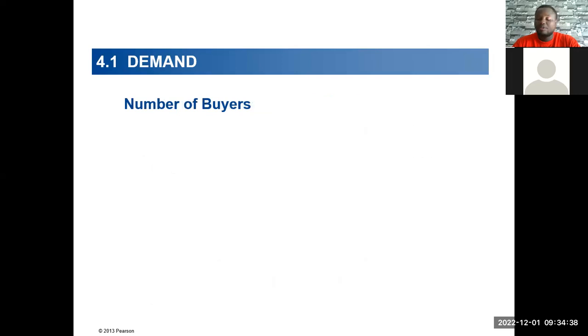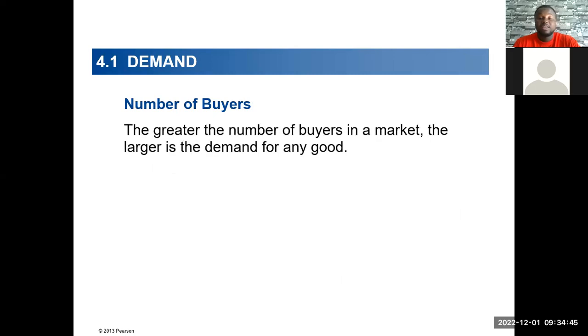Then we can talk about number of buyers. Of course, this one is straightforward. If you have a lot of buyers, then we tend to have a larger demand for the good and vice versa. Now, there are some books, instead of number of buyers, they use population, which is wrong. If you want to talk about population, you have to hold other things constant. You have to hold some assumptions.